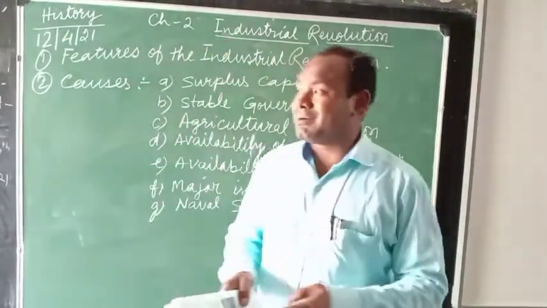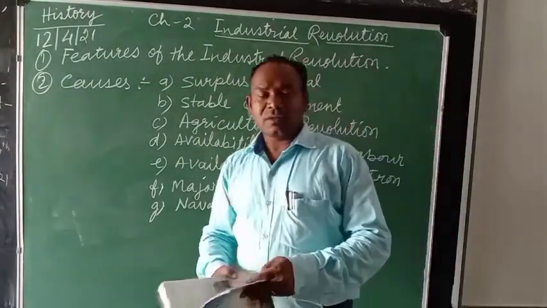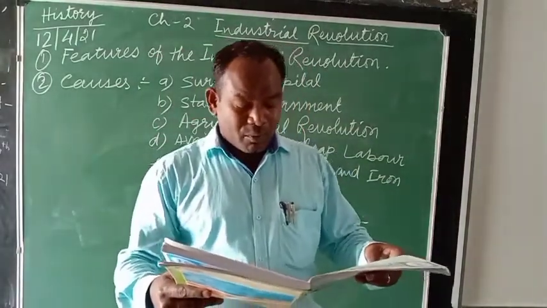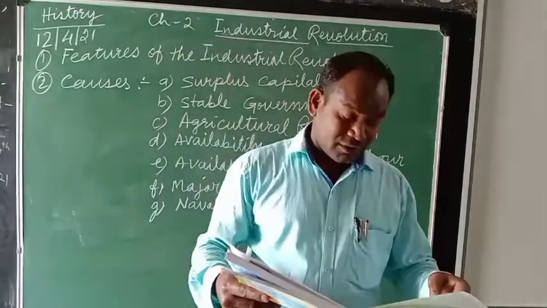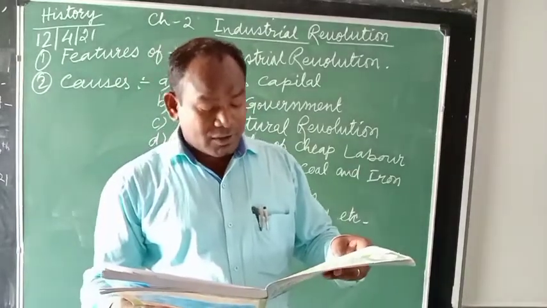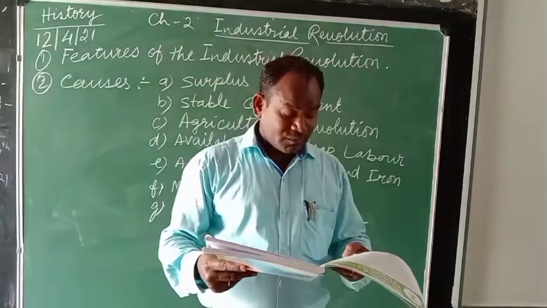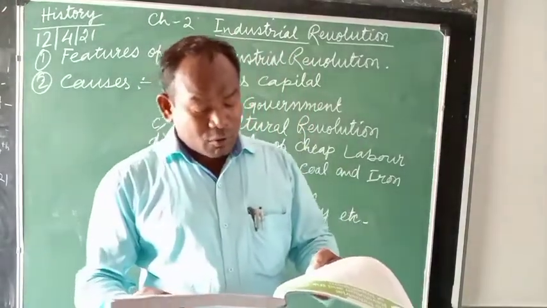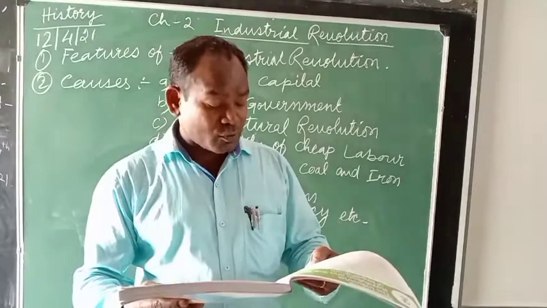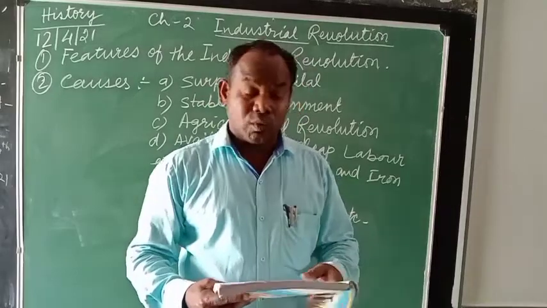Now we have to know about the features of the Industrial Revolution. The main features were: the domestic system of production was replaced by the factory system. Second, manual labor was replaced by machines. Third, small scale production gave way to large scale production. The large scale mass manufacture of goods was carried on in factories instead of the homes of the artisans. Power-driven machines replaced simple tools.